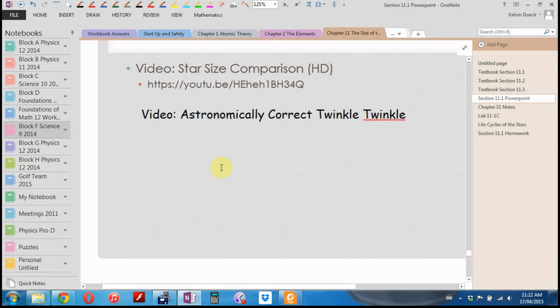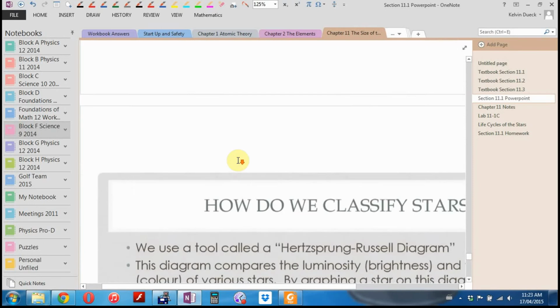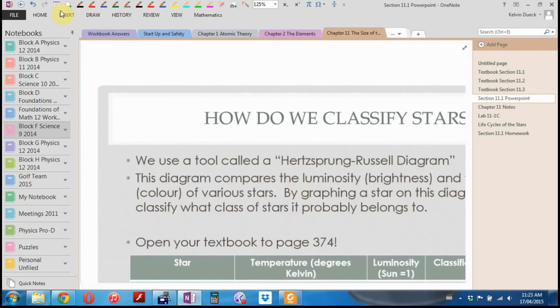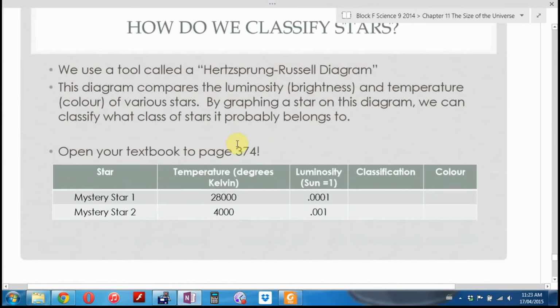And they made a chart. And that chart is the picture you have on page 374. So make sure you're on page 374. Okay? Here is how you classify stars. What we do is we graph their luminosity and their temperature. And then looking at where it appears on the graph, we then compare that with where it appears in the diagram.